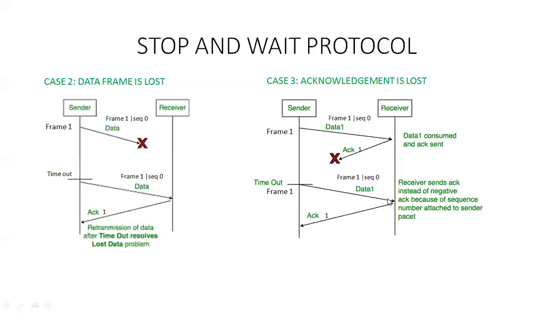So once the data is resent, the receiver receives the data, but since the receiver has already received the first frame with sequence number 0, it will not take this data in. Instead, it will discard this data, but it will send the acknowledgement to the sender. So what does the receiver understand? The receiver understands that the acknowledgement sent previously has not been received by the sender, so it is resending the frame. So it discards the frame, and it will send the acknowledgement. So these are the three cases.